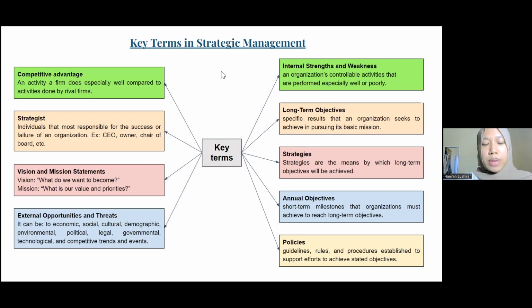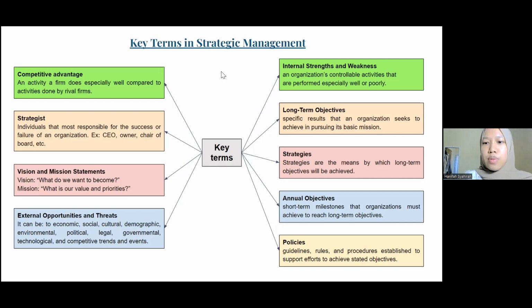So in strategic management, a company also needs to analyze its strengths and weaknesses to discuss the things that they want to do or the goals they want to reach. They need to understand their strengths and weaknesses, about what kind of performance they are doing well or what kind of performance they are doing poorly.